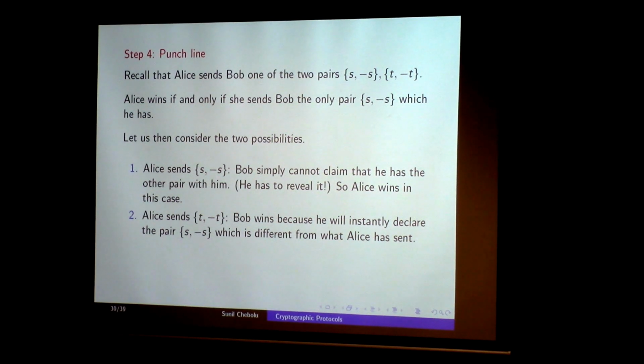Now, Alice sends T comma minus T. Well, this is a much clearer case because Bob will win because he will instantly declare, oh yeah, here's the other one that I have. Right? So bottom line is that this is a cheat proof algorithm. There's no room for cheating here, right?